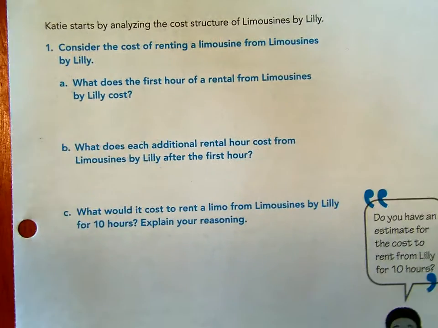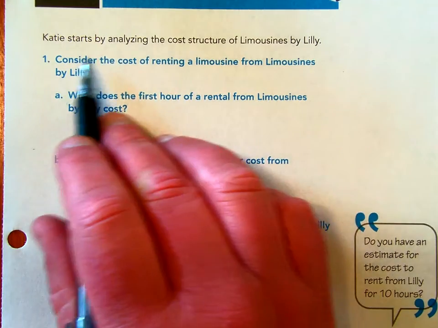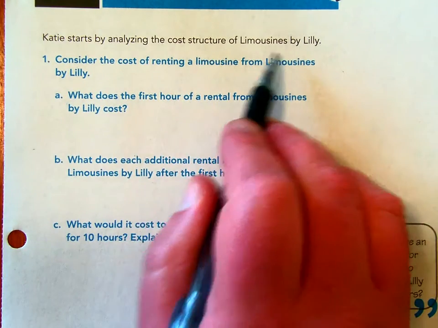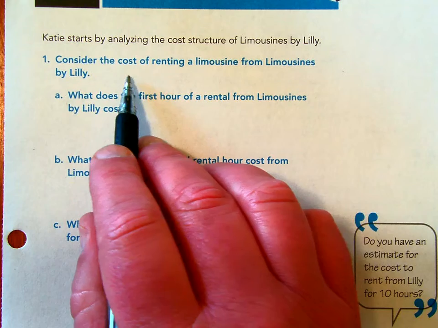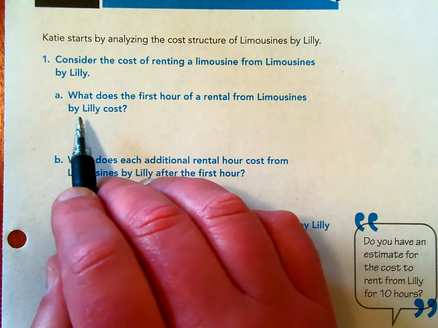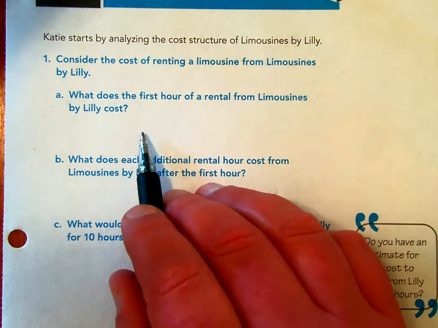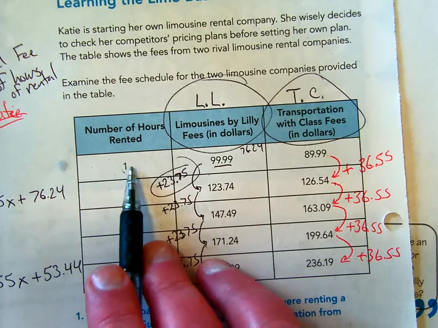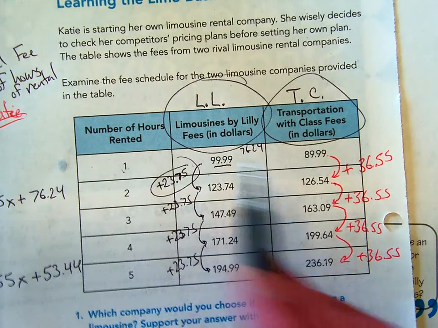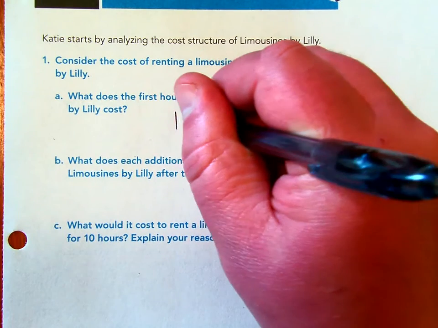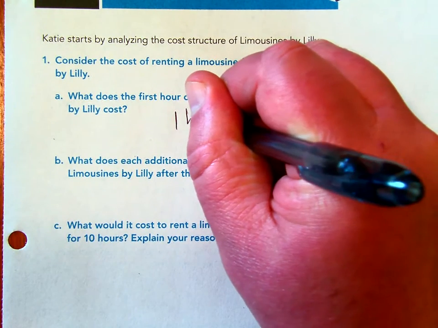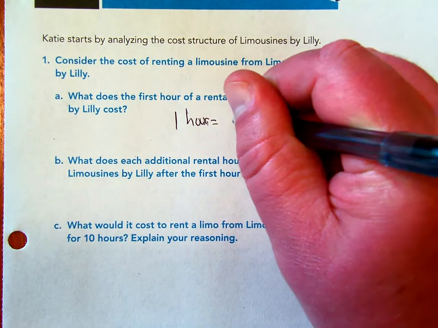Katie starts by analyzing the cost structure of limousines by Lily. Consider the cost of renting a limousine by Lily. What is the first hour of rental from Lily's cost? Well, her first hour in the chart, 1 hour, equals $99.99.